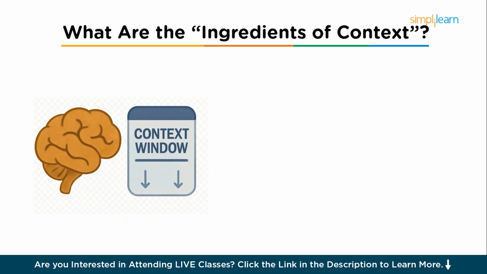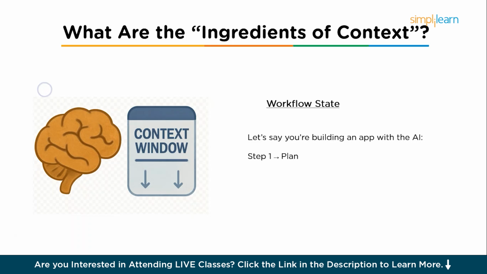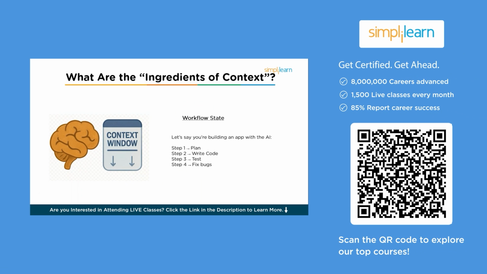Next, we'll talk about the workflow state. This means where we are right now in a bigger process. Let's say you're building an app with AI. The first step would be planning, the second step would be writing code, and the third step would include testing. The fourth step will be fixing the bugs. Now, if the AI knows which step it's on, it can focus better. Otherwise, it might try to do everything at once, and that often fails.